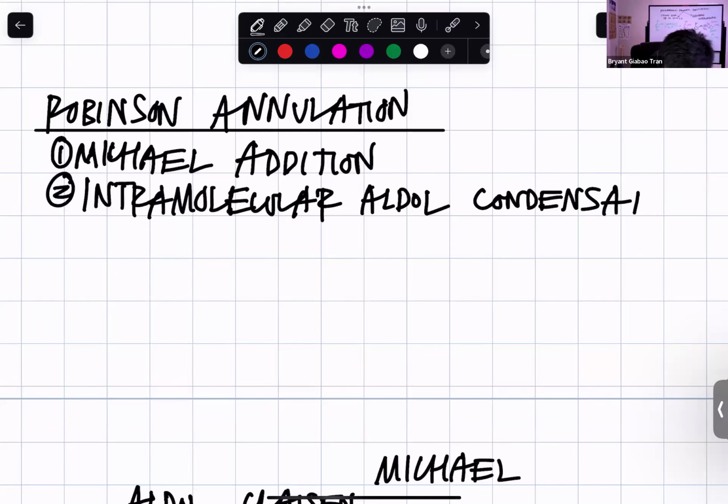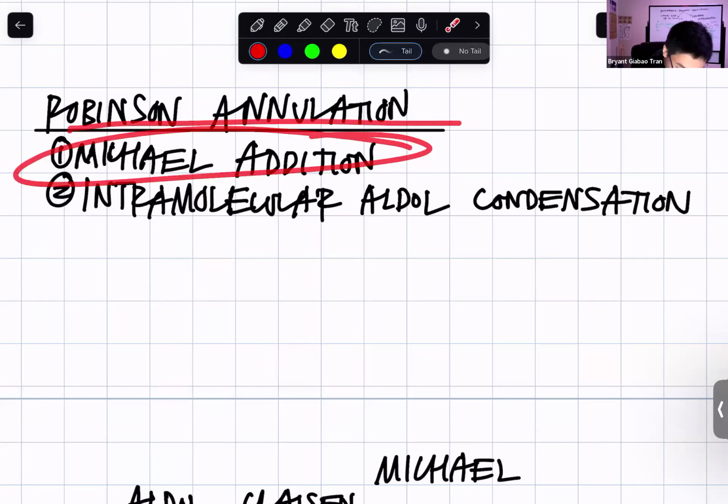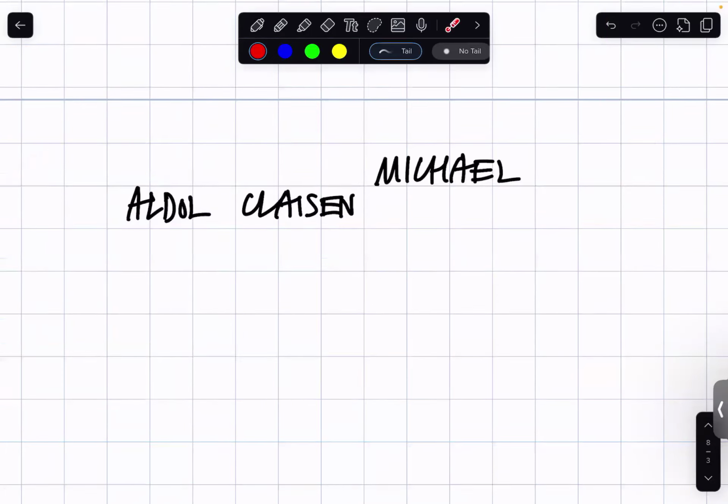Condensation, right? Because when you have an aldol condensation, there's three different types. There's self-aldol, there's mixed aldol, and there's intramolecular aldol. Yeah. But for Robinson annulation, the first step is Michael addition. The second step is specifically intramolecular aldol, not a self-aldol, not a mixed aldol condensation, right?